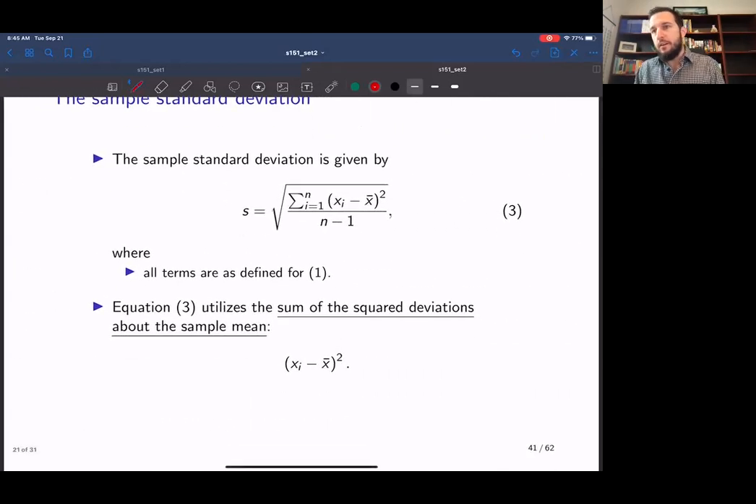The sample standard deviation is a value that we are going to use very often throughout the course. The sample standard deviation would be a measure of spread that we recommend when the data is symmetric.